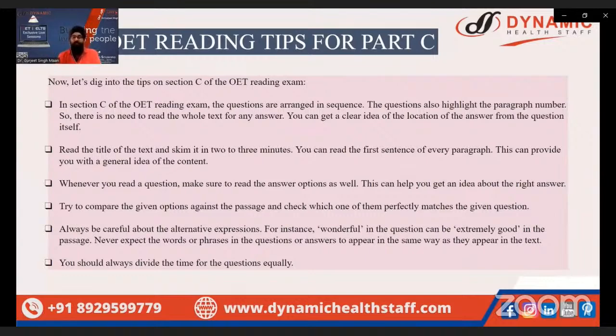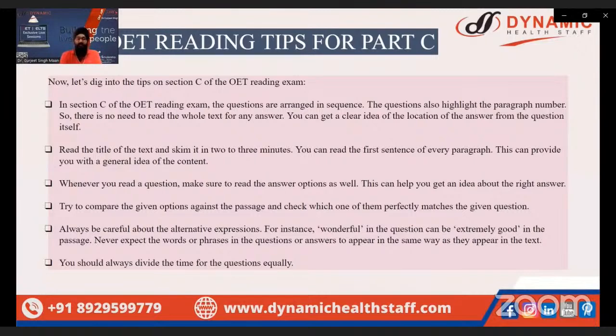So read the title of the text and skim it in 2 to 3 minutes. You can read the first sentence of every paragraph so that you can understand the general idea of the content. And the next thing, whenever you read the question, make sure you read the answer options as well. This will help you to understand what can be the correct answer.